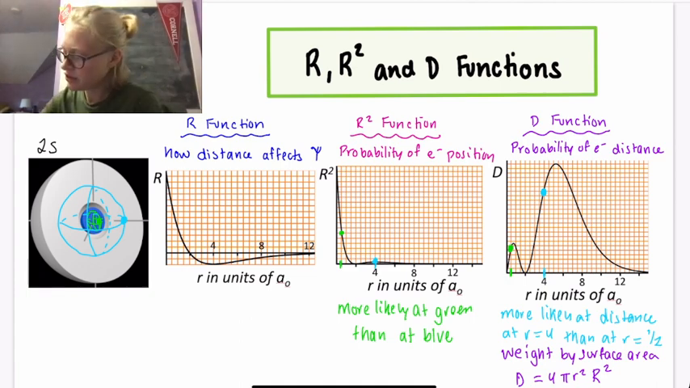So from our D function, we can see that our 2s electron clearly spends much more time in that outer lobe than it does in the inner lobe. And this is going to be really helpful to think about as we move forward.